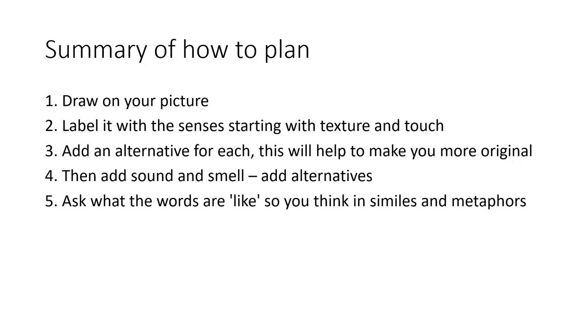So, here we go. This is a quick summary of what we've been through. How you plan. You start by getting your ideas down. Then once you've done that, you think about your perspective. Whose viewpoint are you writing from? Then you draw on your picture as many things as you possibly can. After you've drawn, label it with the senses, starting with texture and touch, but think about other things as well. Think about smell and what you can hear. Add alternatives for each. So keep adding detail and keep adding detail. And then ask what the words are like, so you think in similes and metaphors.